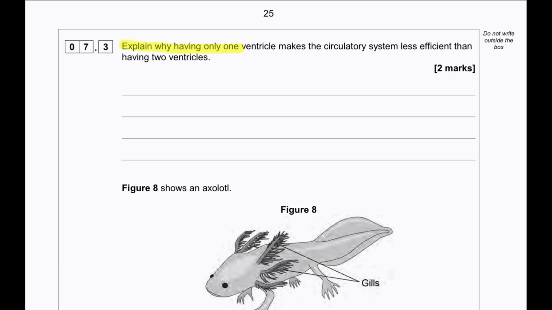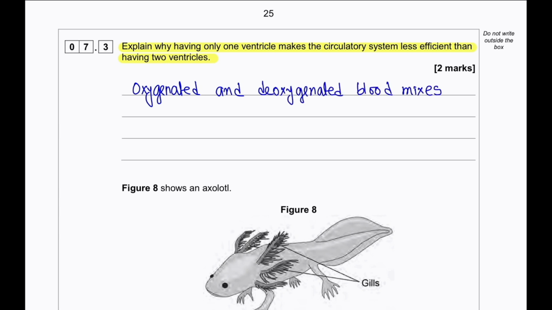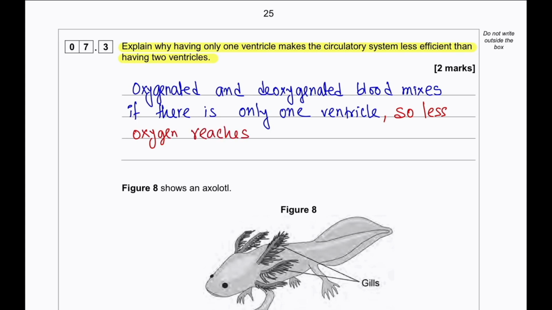Explain why having only one ventricle makes the circulatory system less efficient than having two ventricles. Basically, oxygenated and deoxygenated blood are able to mix if there is only one ventricle. So less oxygenated blood is able to reach the body tissues.